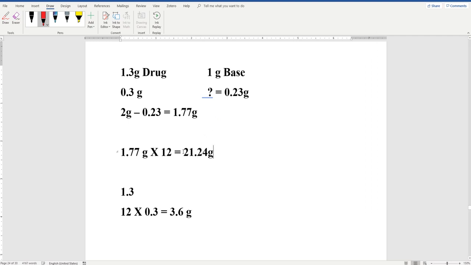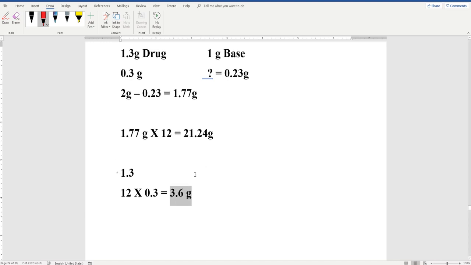Your essential formulation. What is your formulation? You need to take 21.24 gram of the base, the cacao butter, melt it, okay? Then add to it 3.6 gram of aspirin, and then pour it into the mold, and then allow it to congeal, and then you will have your medicated suppository. Now, if I ask you, what is the weight of the medicated suppository?